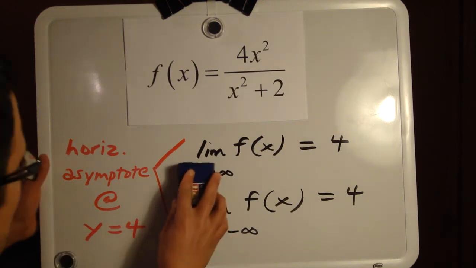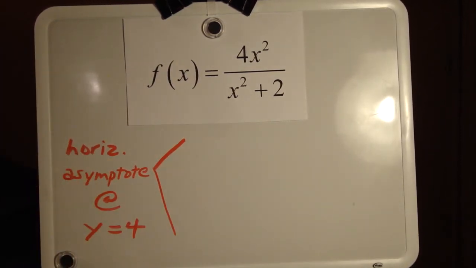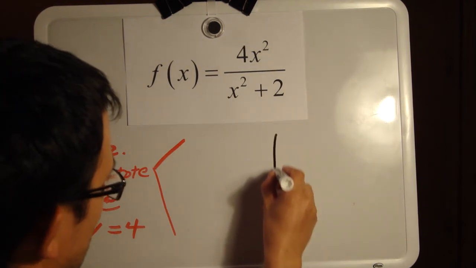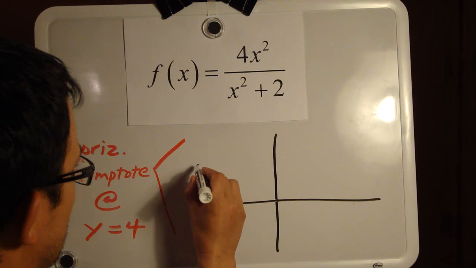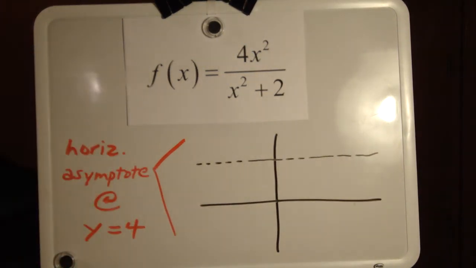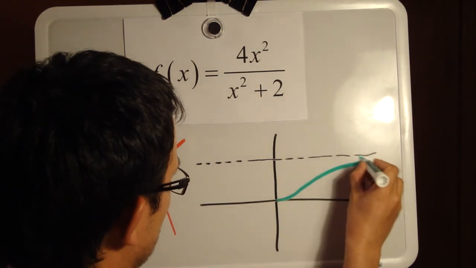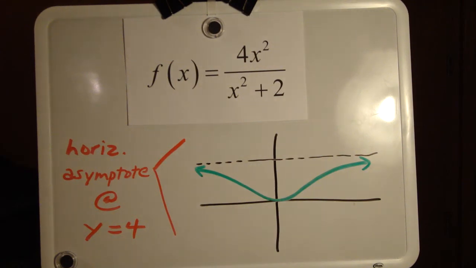So we can put a picture of this up. I won't plot any points, I'll just do a rough sketch here. But what we can already tell is that we're going to have this horizontal asymptote, and this is going to occur at y equals 4. Then the graph, if you plot a few points, you're going to see this kind of phenomenon here, and a reflection on the other side. Okay? So this is the idea.